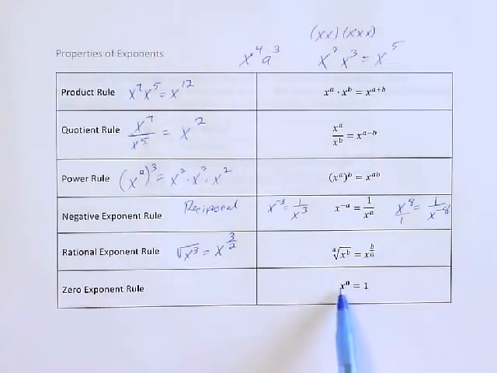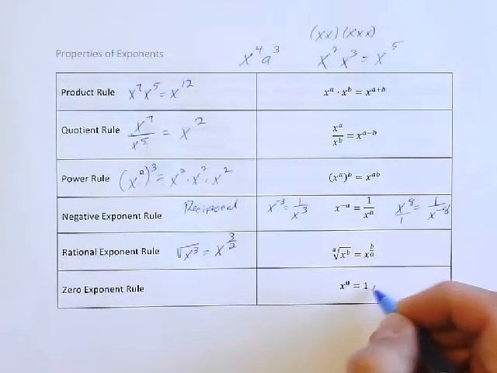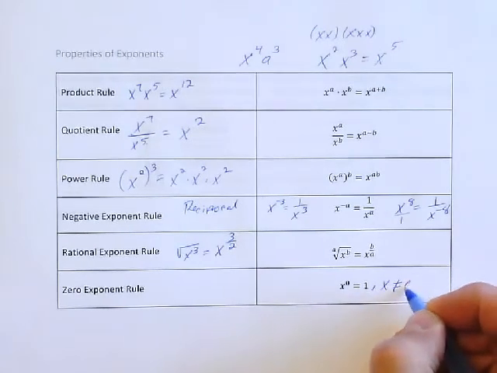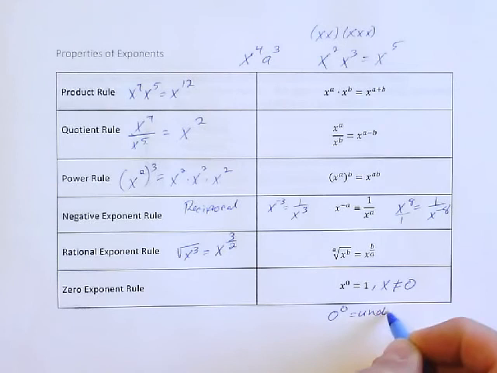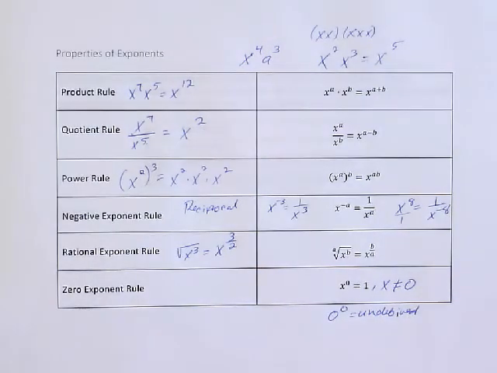And then lastly, for your 0 exponent rule, anything to the 0 power is 1. However, x cannot equal 0 because 0 to the 0 power is undefined. And if you're looking for something fun to do, this is actually easy to prove that it's undefined if you use your quotient rule.